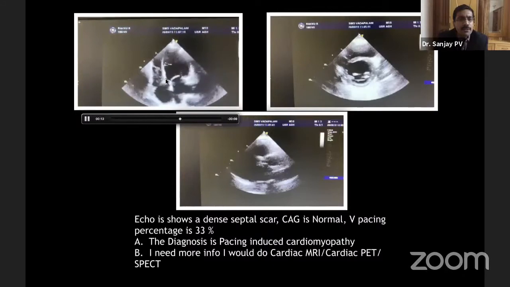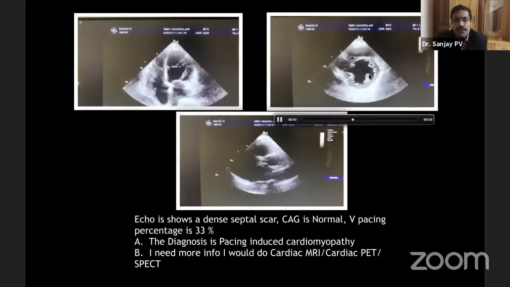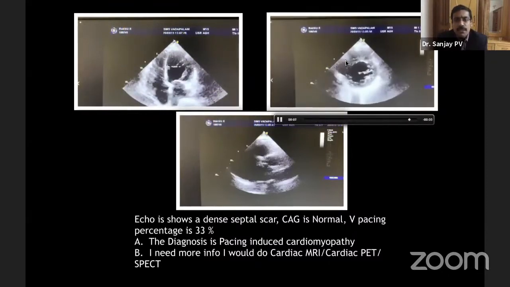So this is the septum. As we predicted, there is a dense septal scar. The lateral wall is contracting, okay, but the septum is definitely dense and scarred. And again, this is another short axis view. This is the LV and this is the RV. You can just see the pacing lead going in and around here. And again, there is a septal scar.